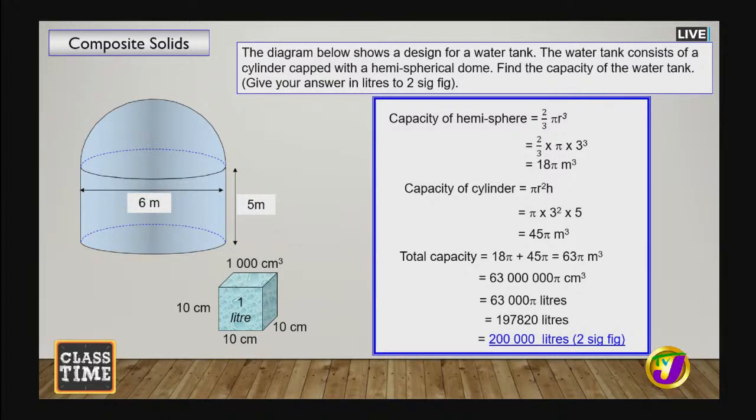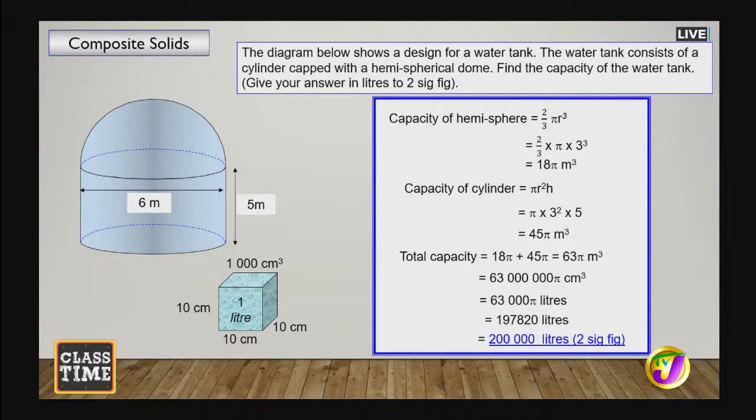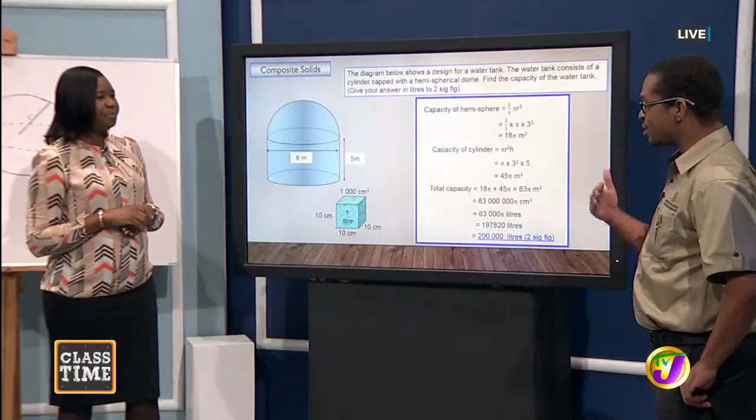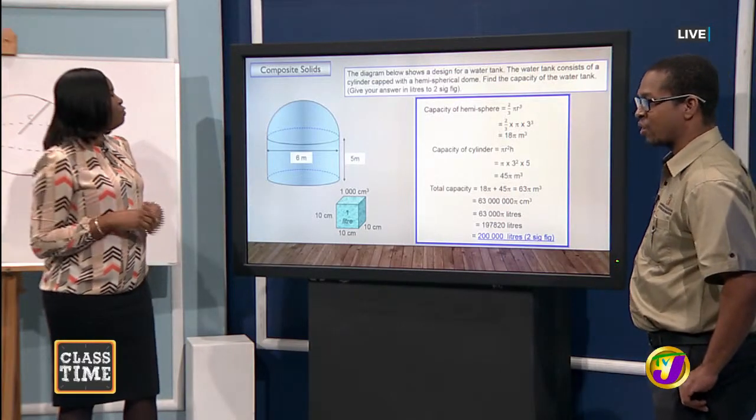So that one was very interesting as we were changing from cubic meters to cubic centimeters, and then also to liters. So this took a lot of work. It's just following it step by step and applying all the knowledge we had before.